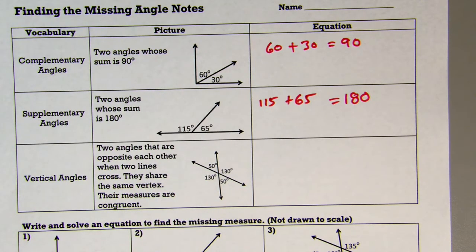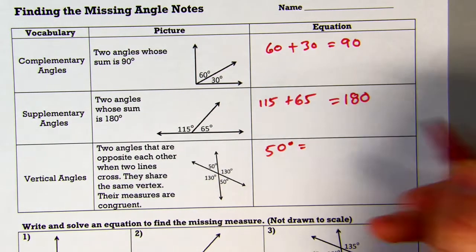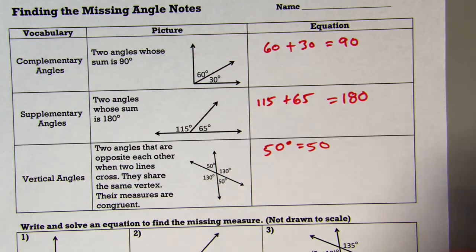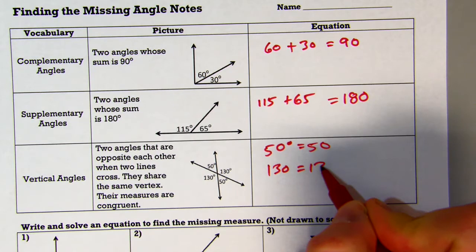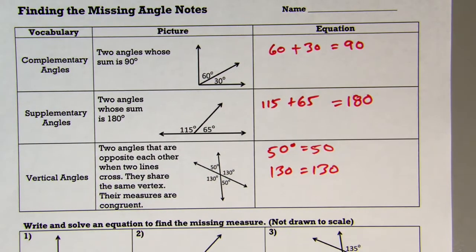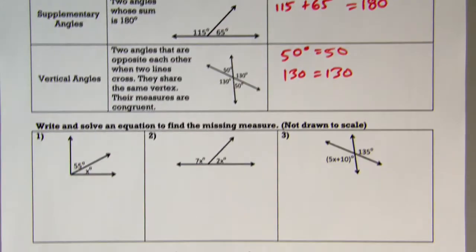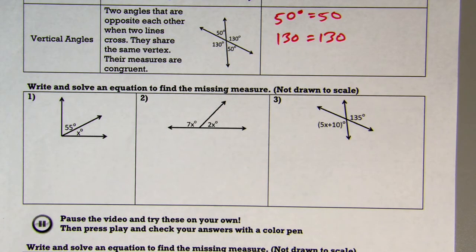Again, the two opposite angles are equal to each other, so we can say that 50 degrees is opposite to 50 degrees. So they're equal. And 130 is opposite of 130. So those are equal. So let's go ahead and take this information and figure out some problems that have some variables in them, okay?